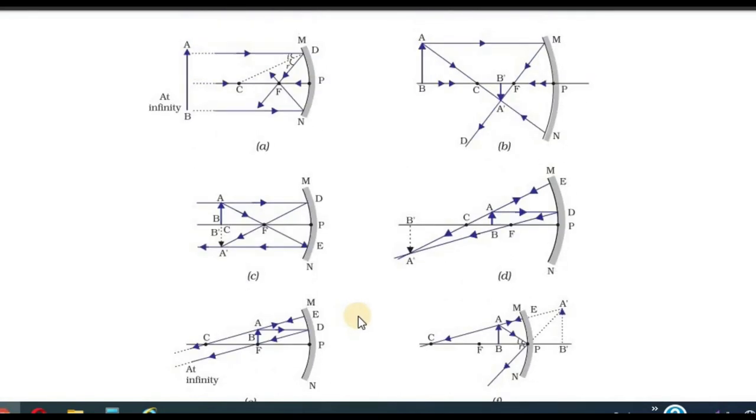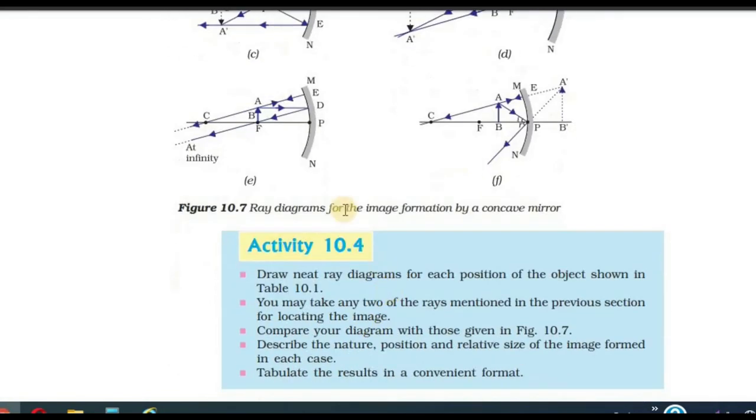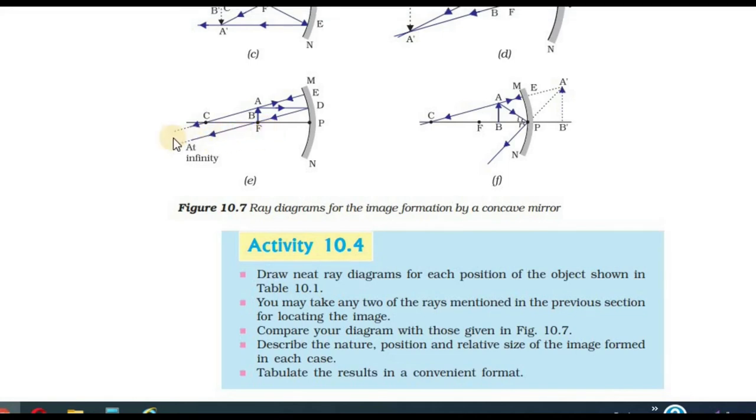Next case, when the object is placed at focus, where will we have the image? We will have the image at infinity. This picture you have to remember, as this question is asked very often in exams. For the object placed at the focus, we have the object AB, one incident ray after reflection passes through focus, and one incident ray after reflection passes through C. Then these two reflected rays are supposed to meet at infinity, and the image will form at infinity.